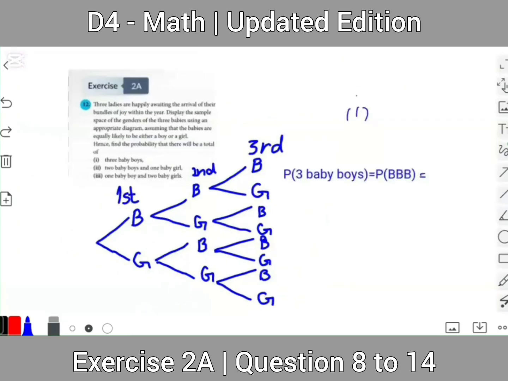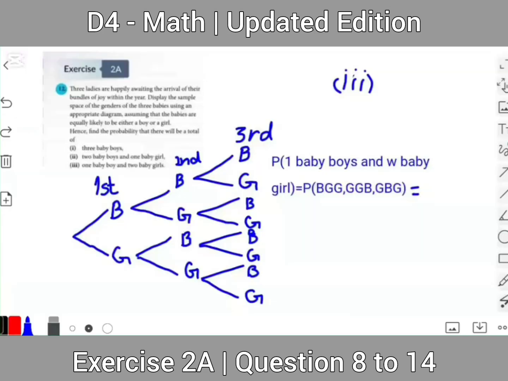Now in part 1, we have to find the probability that there will be a total of 3 baby boys. So from the tree diagram, we can see that the probability of 3 baby boys, P of B, is equal to 1 over, since the favorable outcome in this case is only 1, divided by the total number of outcomes. So that is 8. So the probability for 3 baby boys is equal to 1 over 8.